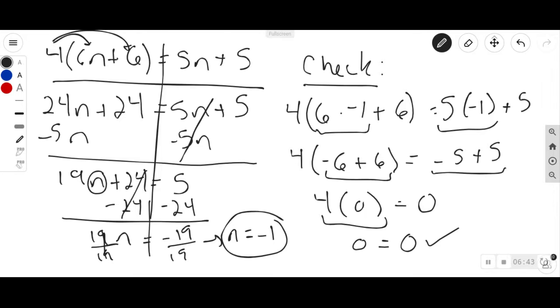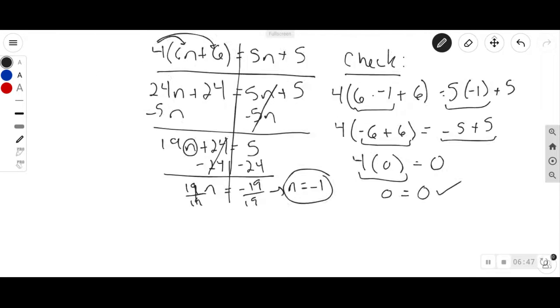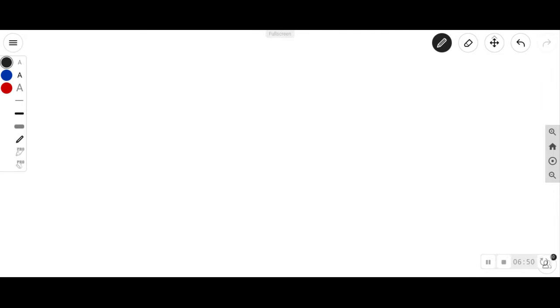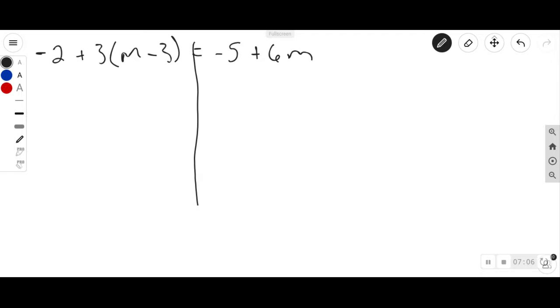Remember that it's all about just working things through step by step, being very clear on what you write. And if you need to take more time, then take more time. So negative 2 plus 3 times (m minus 3) equals negative 5 plus 6 times m. Now this one is probably the highest type of one, other than decimal and fraction numbers involved, that you tend to see at least at the Algebra 1 level.